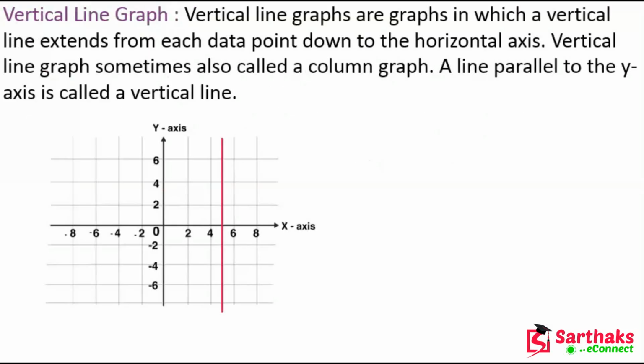Now let's see the vertical line graph. What is a vertical line graph? Vertical line graphs are graphs in which a vertical line extends from each data point down to the horizontal axis.